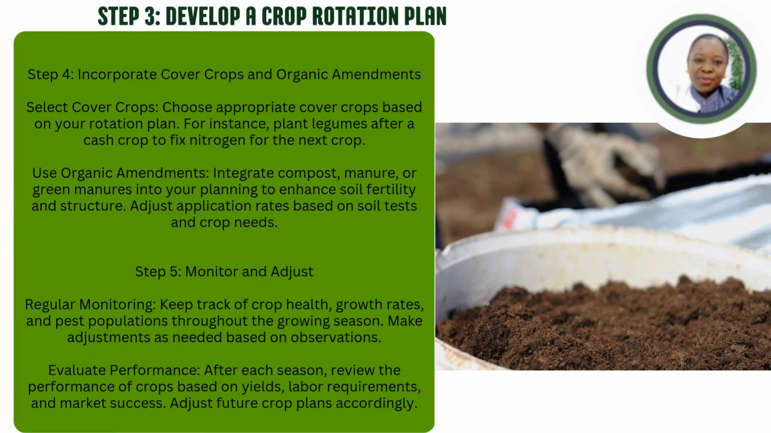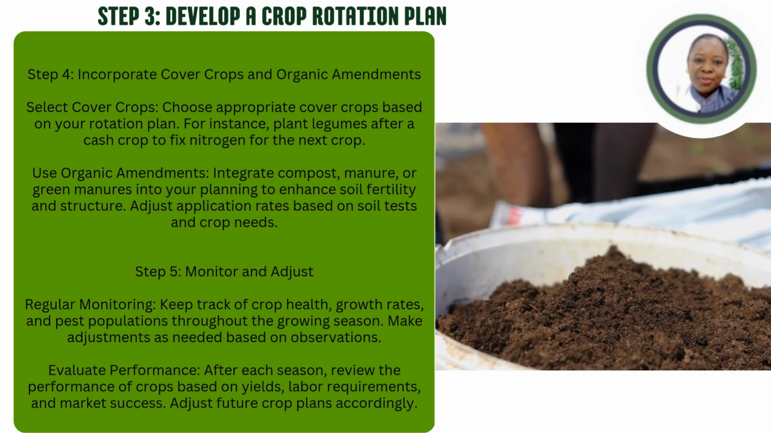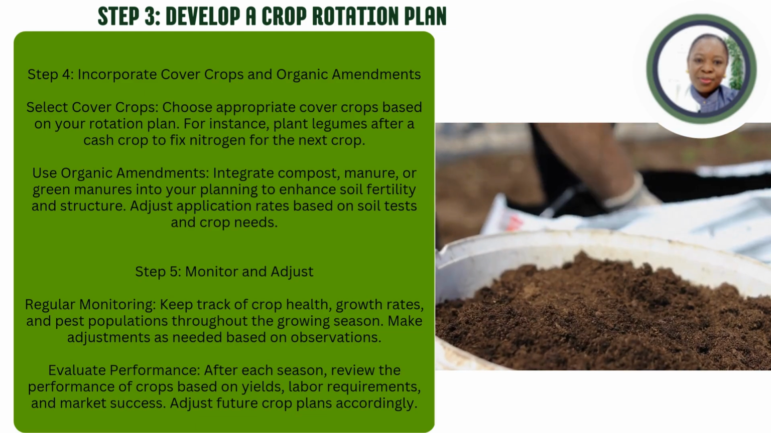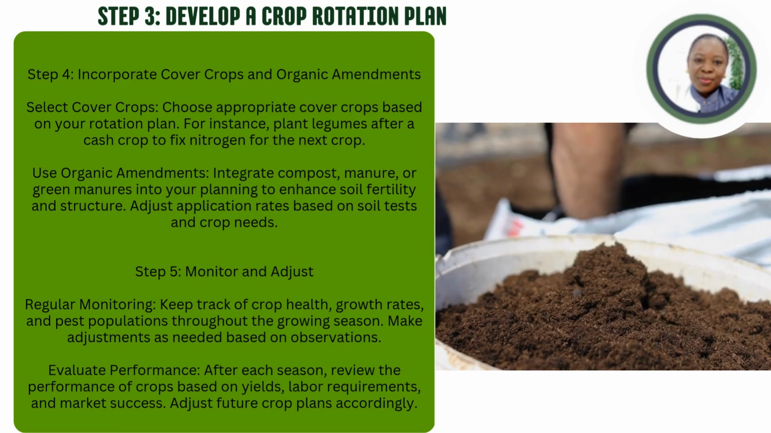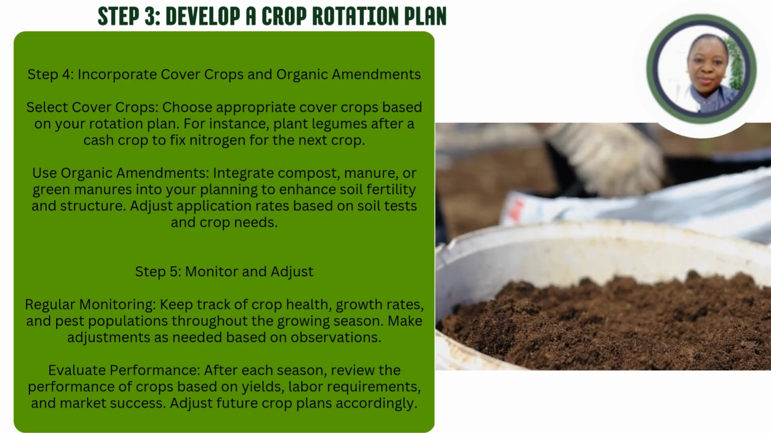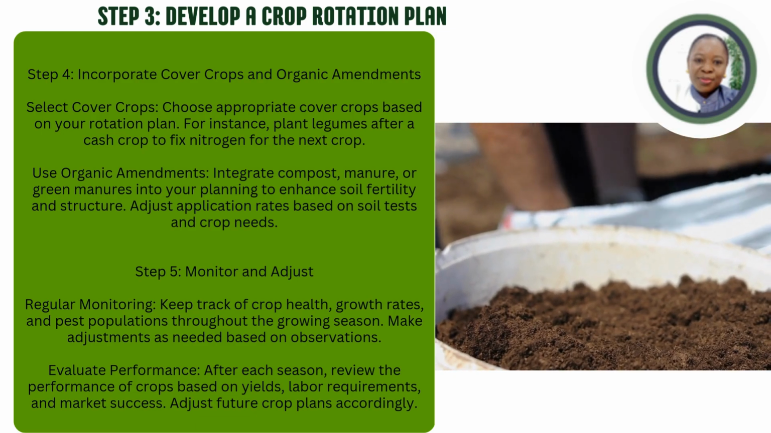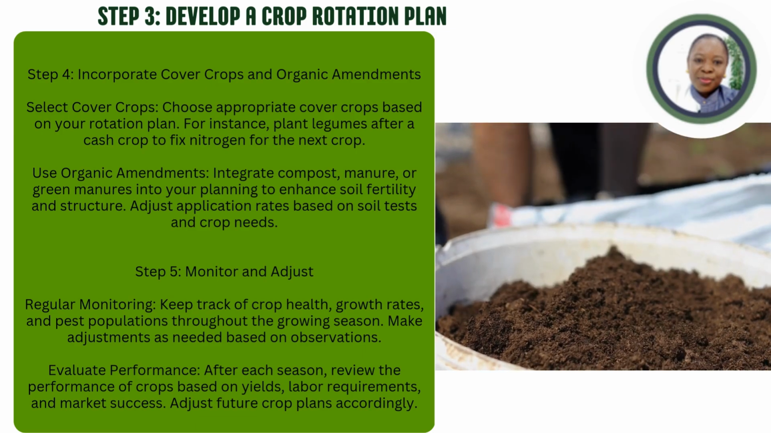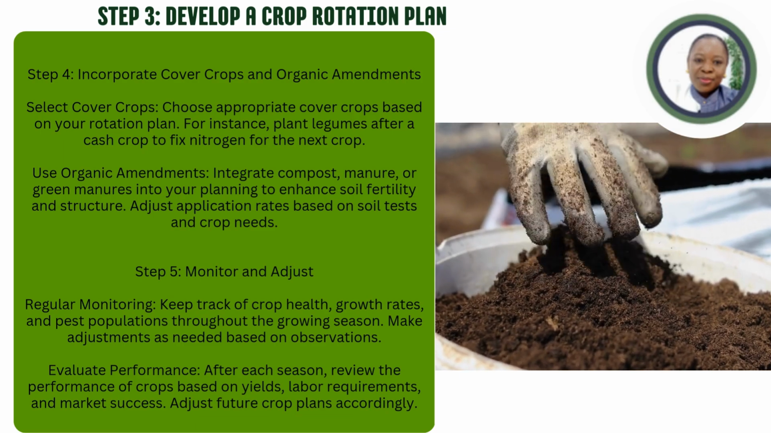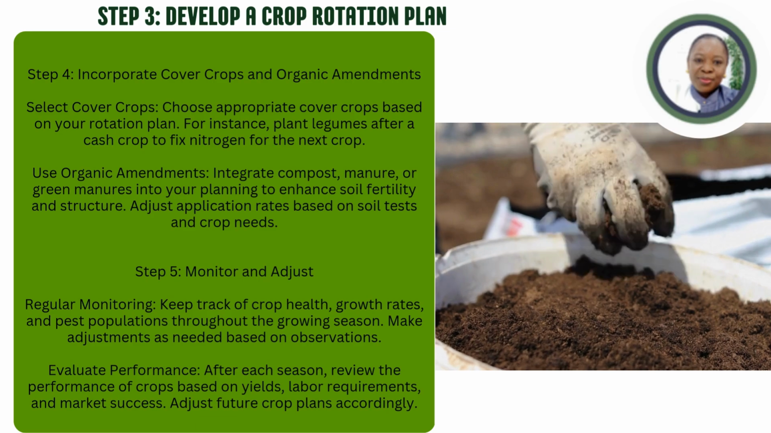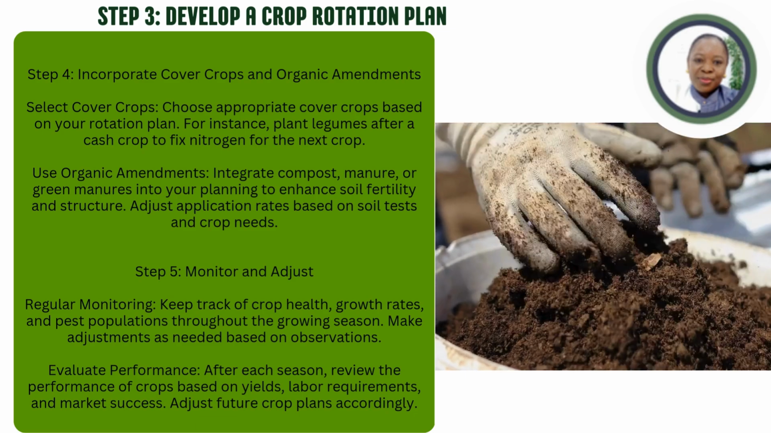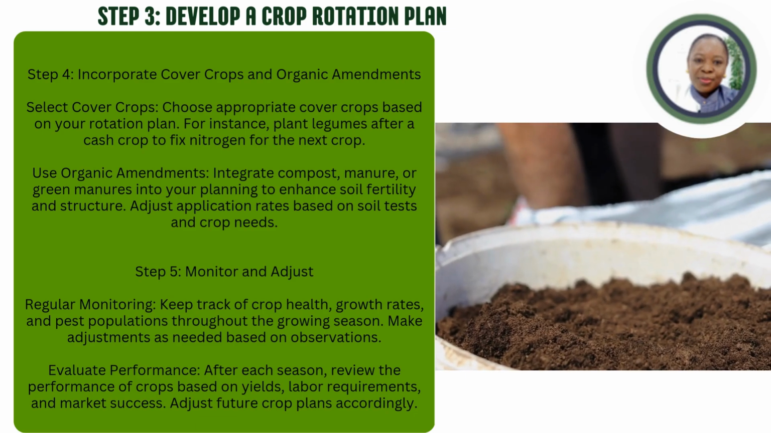Step 4: incorporate cover crops and organic amendments. Select cover crops. Choose appropriate cover crops based on your rotation plan. For instance, plant legumes after a cash crop to fix nitrogen for the next crop. Use organic amendments. Integrate compost, manure, or green manures into your planning to enhance soil fertility and structure. Adjust application rates based on soil test and crop needs.